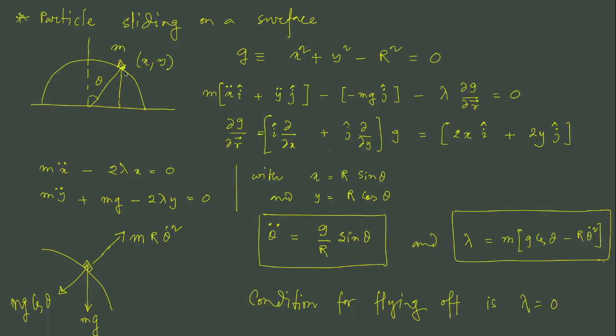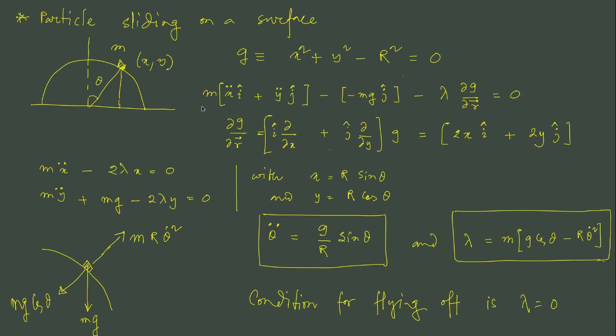The next problem, which was also featured in the class test, we consider a particle sliding on a hemispherical surface. As such, the particle coordinates, suppose they are x and y, and then we also consider that this is making an angle theta with respect to the vertical. Now staying back in Cartesian, the constraint relation is essentially the relation of a circle, that is x squared plus y squared minus r squared is equal to 0.